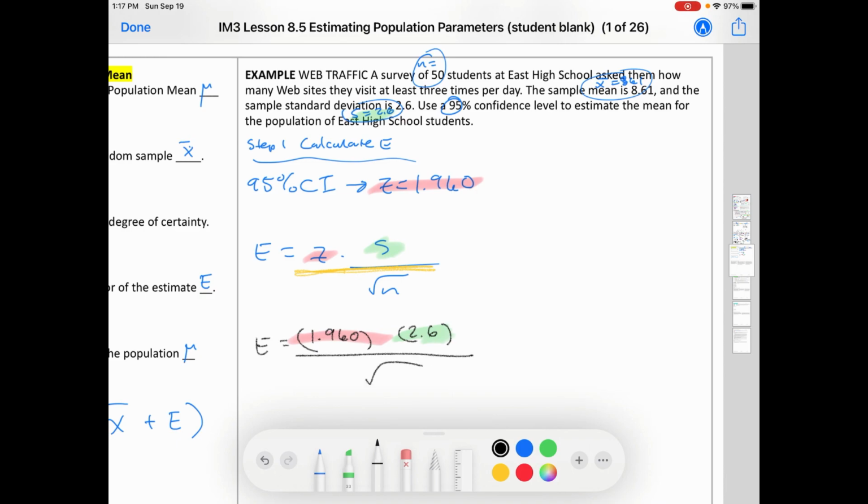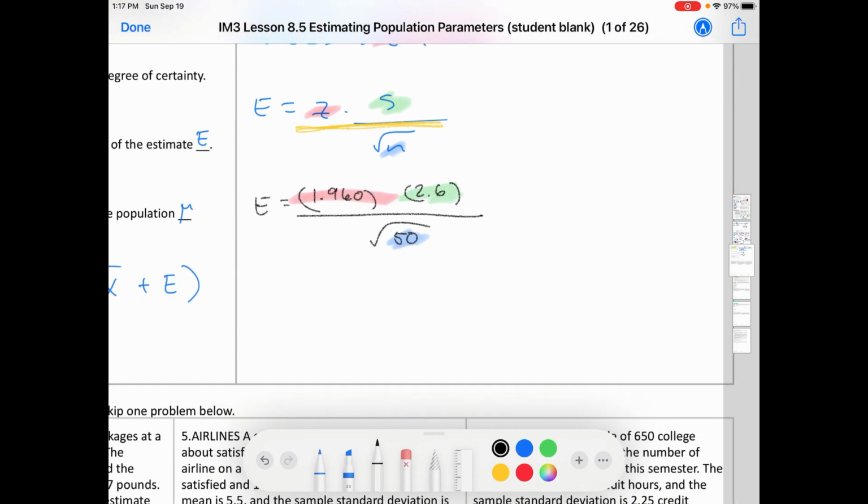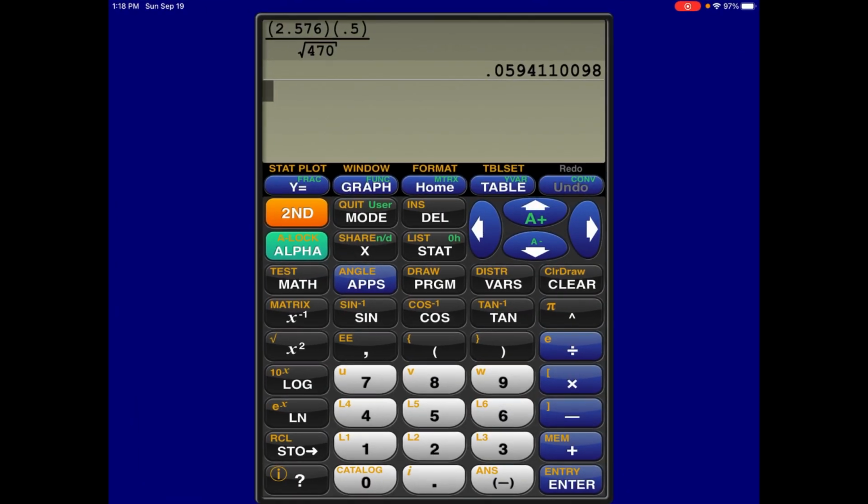And then we're going to get that by an n value of 50. Okay, so let's go ahead and put that into our calculators. Let's just not cheat, but just use our technology. Second enter.